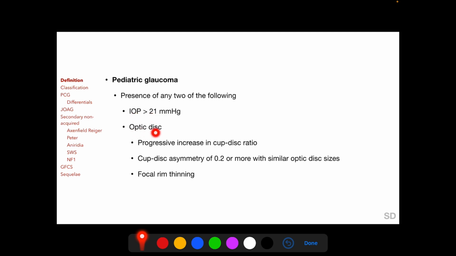So far as optic disc is concerned, a progressive increase in cup disc ratio, a cup disc asymmetry of 0.2 or more, or focal rim thinning. As we will be discussing, before 4 years of age there is usually generalized enlargement of cup disc ratio due to stretching of the scleral canal through which the optic nerve passes. And after 4 years of age, focal neuroretinal rim changes become more common.